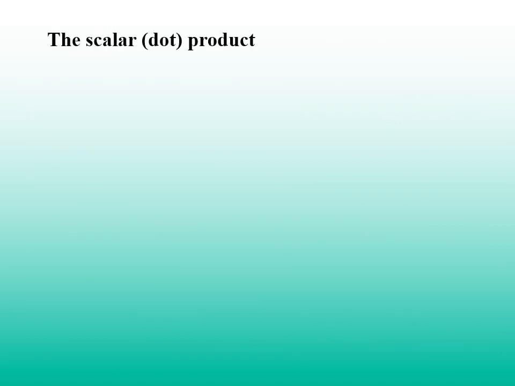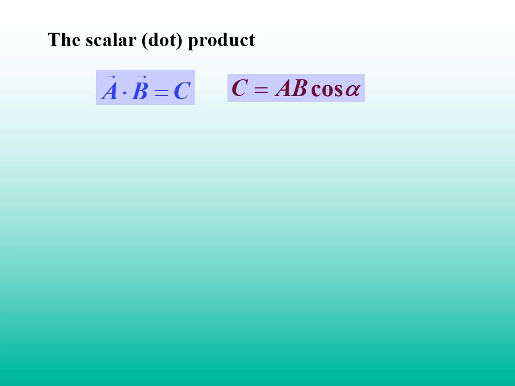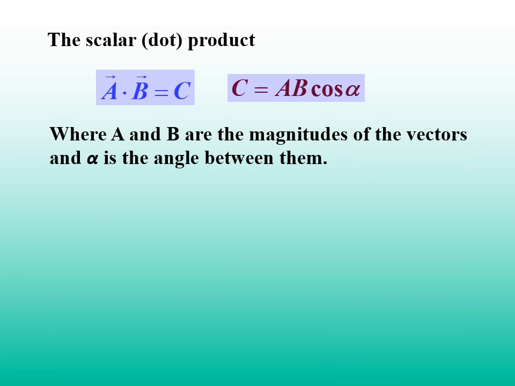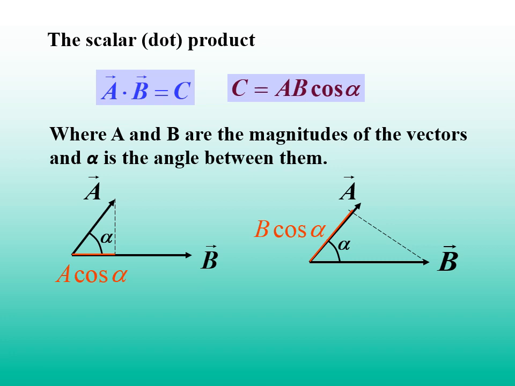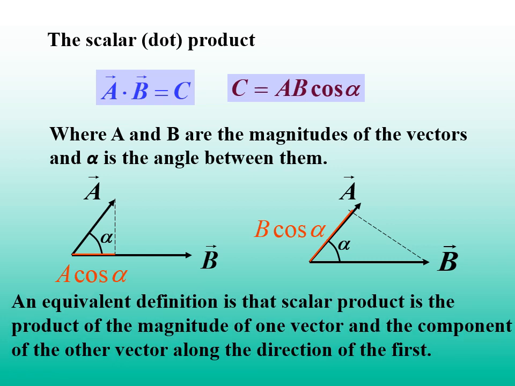The scalar product. Vector A dot product with B results in a scalar C, which can also be expressed by AB cosine alpha, where A and B are the magnitudes of the vectors and alpha is the angle between them. An equivalent definition is that the scalar product is the product of the magnitude of one vector and the component of another vector along the direction of the first.